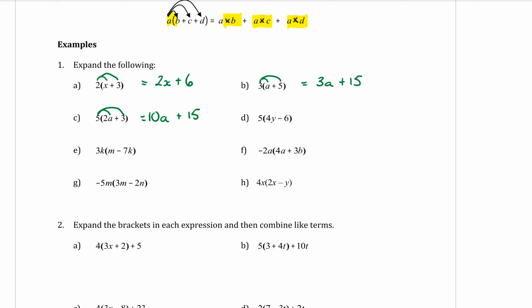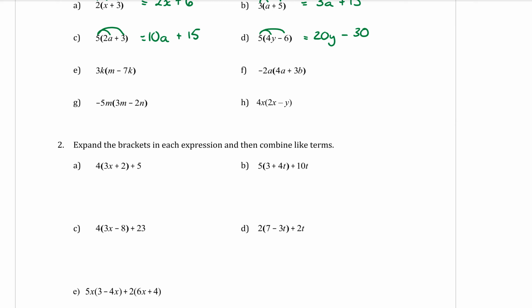All right, so you should have had a chance to do that one, hopefully. 5 times 4 means 20y. This time we have a minus sign, but that's no big deal. And then we go 5 times 6 is 30. Did everyone get that? Great. Okay, I'm going to do E with you because it's got a few more letters around.